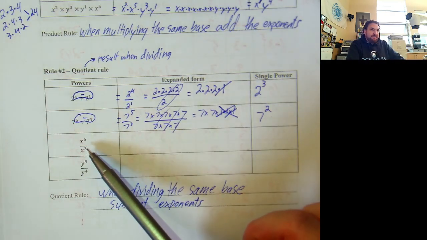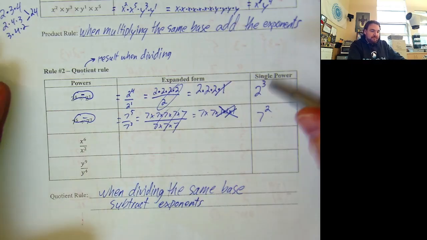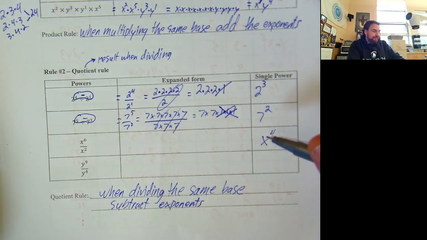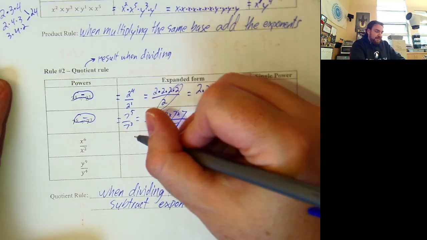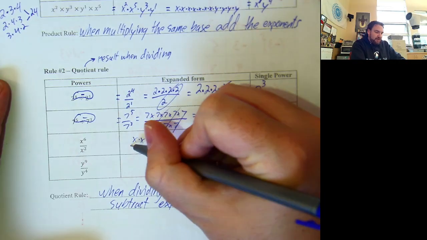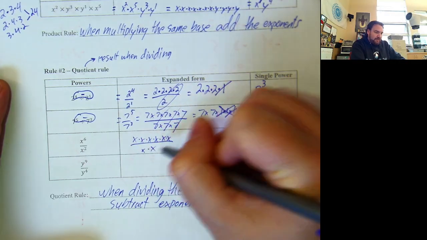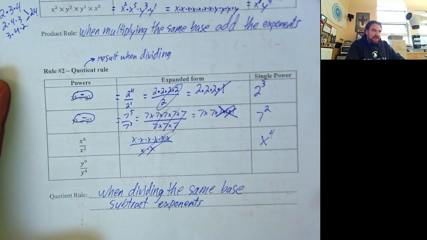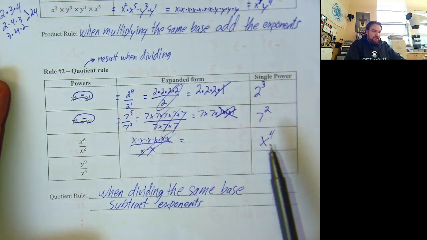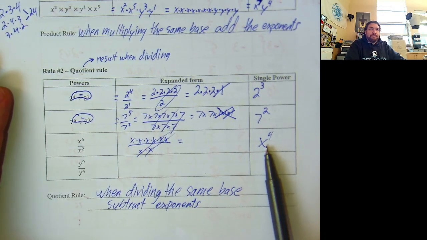So what should this one be? Very good. Because if I blow this up, I'm going to have 1, 2, 3, 4, 5, 6 over 1, 2. Divide, give me 1. Divide, give me 1. Got 4 x's left. There we go. Yes.